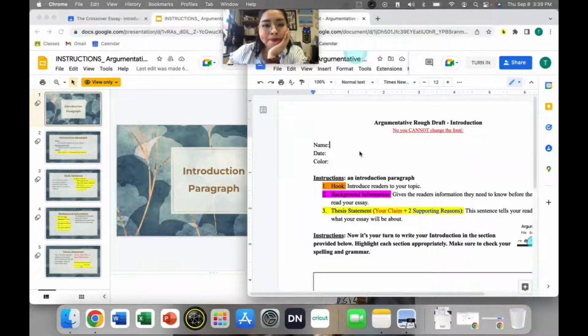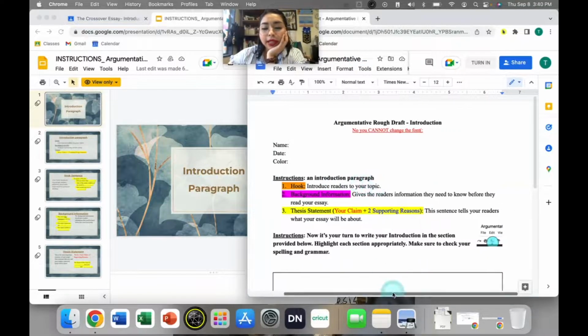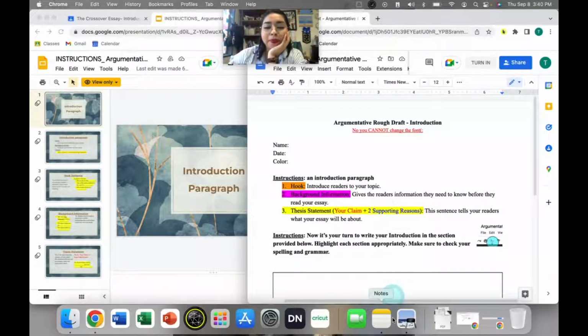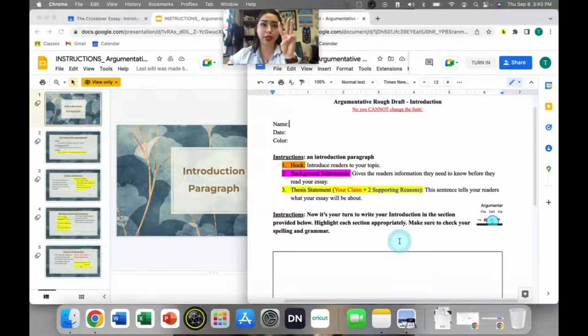Okay, so if we look at the side that has our actual document, the three things that we're going to need to do are: we need to have a hook, which introduces our reader to the topic; we need our background information, which gives the readers information they need to know before they read your essay, like what kinds of information do they need in order to just understand what you're talking about; and then the final sentence of our introduction is going to be our thesis statement. That's your claim plus your two supporting reasons, your two supporting details.